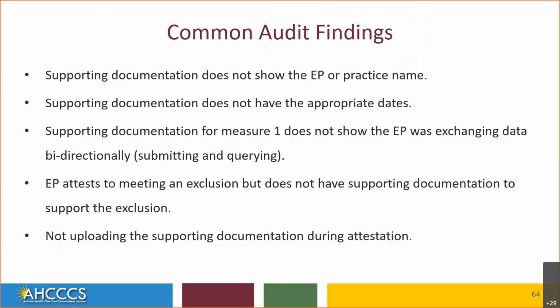Some common audit findings: supporting documentation does not show the EP or practice name. The documentation does not have the appropriate dates on it, or for Measure 1, does not show the EP was exchanging data bidirectionally. So you're submitting data and you're querying that data. Another common example of documentation failure is when the EP attests to meeting an exclusion but does not have supporting documentation to support that exclusion. And then the last one is not uploading the supporting documentation during attestation. So make sure you're uploading and documenting everything and submitting it all during attestation.